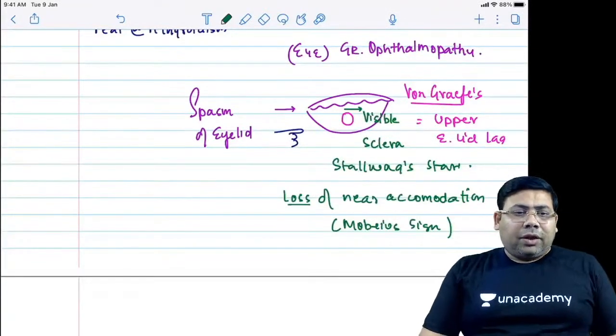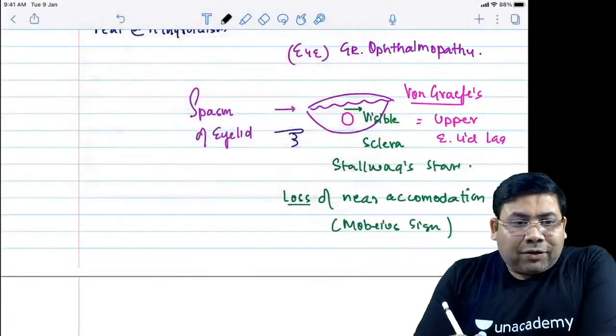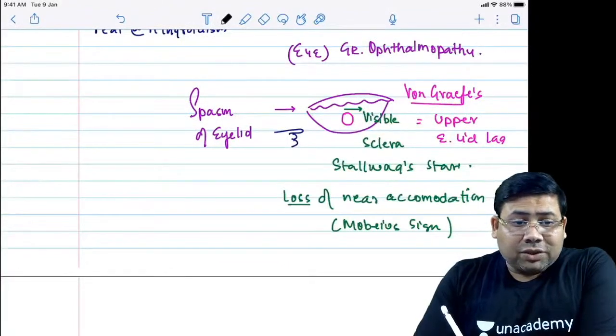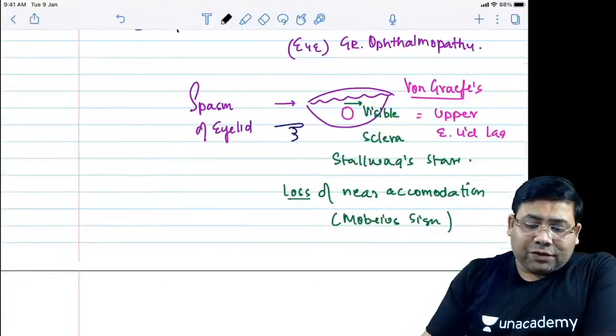But there are 10-15 signs, and I'm not going to go into those. Let us see. Hyperthyroidism is associated with diarrhea, while hypothyroidism is associated with constipation. That is a feature of hyperthyroidism, but it is not Graves specific.